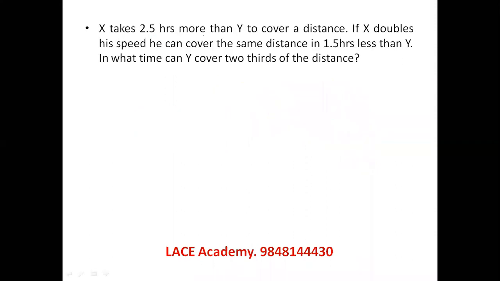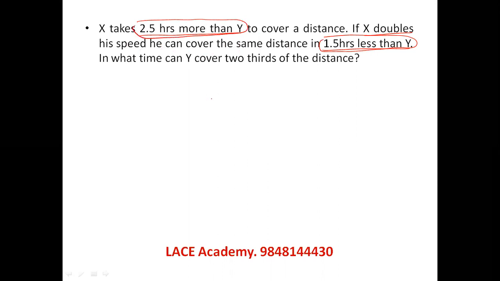X takes 2.5 hours more than Y to cover a distance. If X doubles his speed, he can cover the same distance in 1.5 hours less than Y. See, basically, whenever a person doubles his speed, the time taken will be half of the previous time. That means this 1.5 hours less than Y's time should be half of his initial time, which is 2.5 hours more than Y. So I can say Y's time plus 2.5 hours should be double of Y's time minus 1.5 hours, because he doubled his speed, automatically the time should be halved.